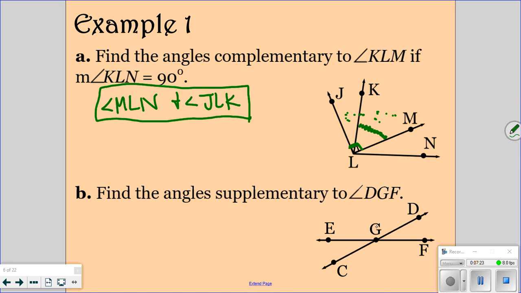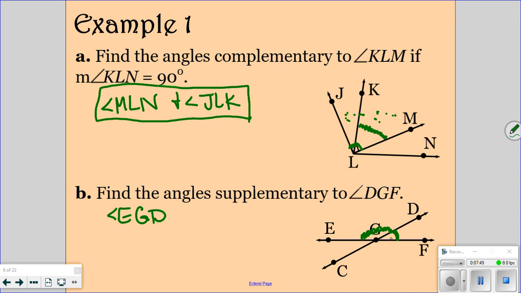Looking at the angle supplementary to angle DGF. So we're looking at this angle here. We need to make a straight line basically whenever we have supplementary angles. So the other part of the straight line would be right here. So angle EGD would be supplementary to angle DGF.